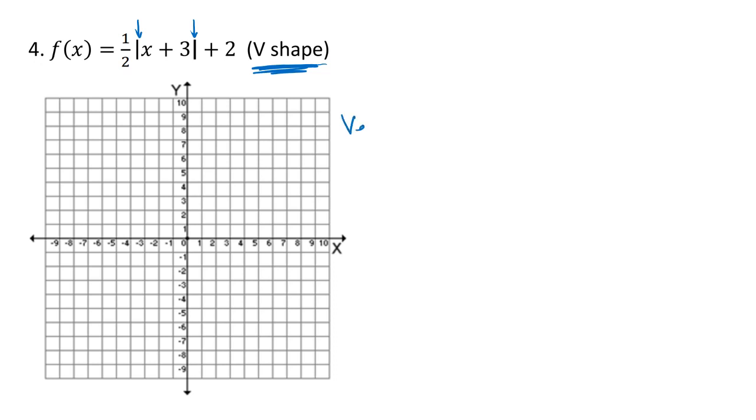Once again, we can find the vertex just like the same way we found it with the quadratic. We go inside those symbols, we're going to switch the sign, so it's -3, and the back number, we're going to keep the sign. So we're going to be at -3, +2.